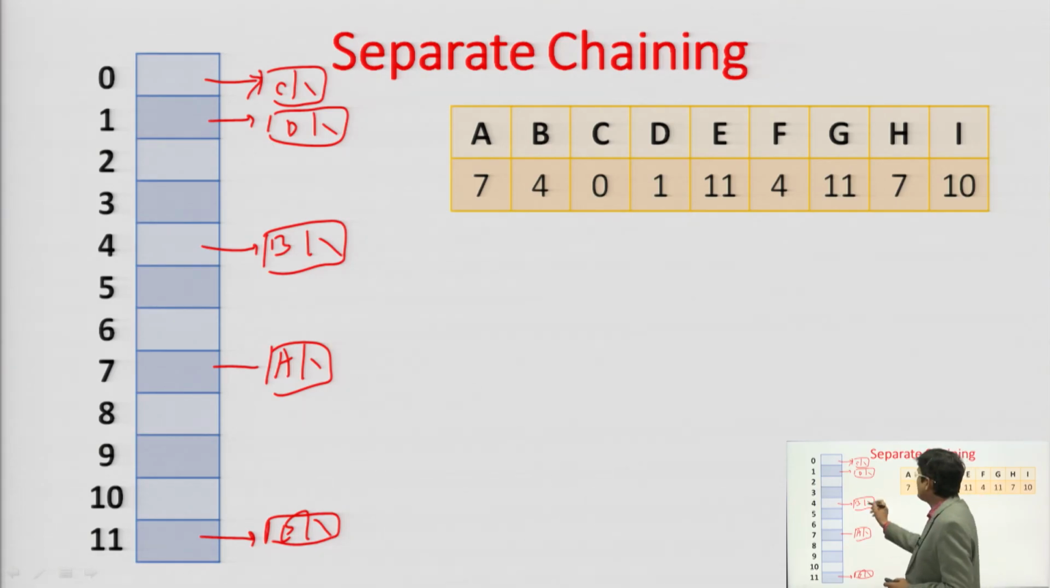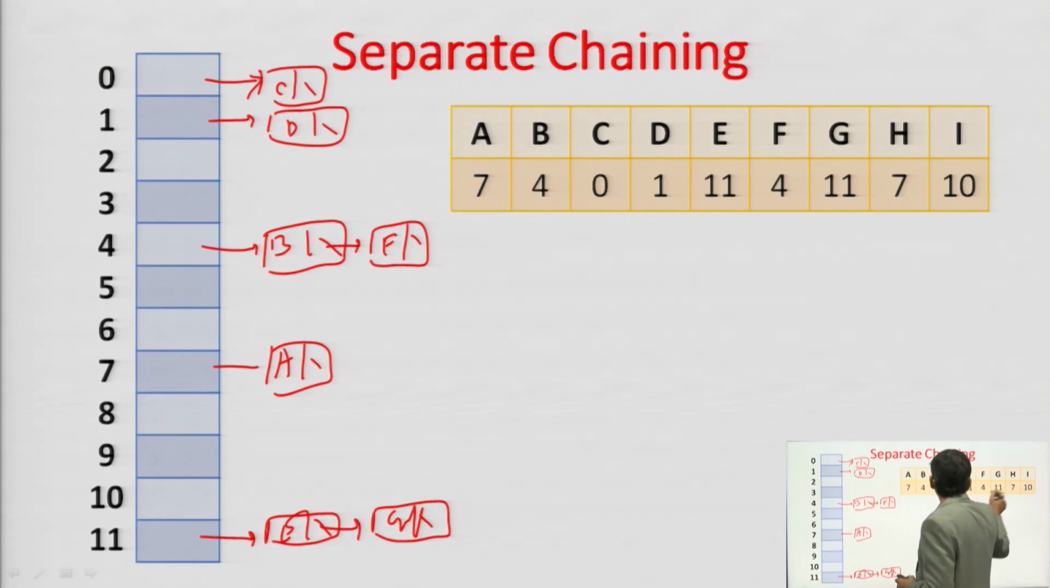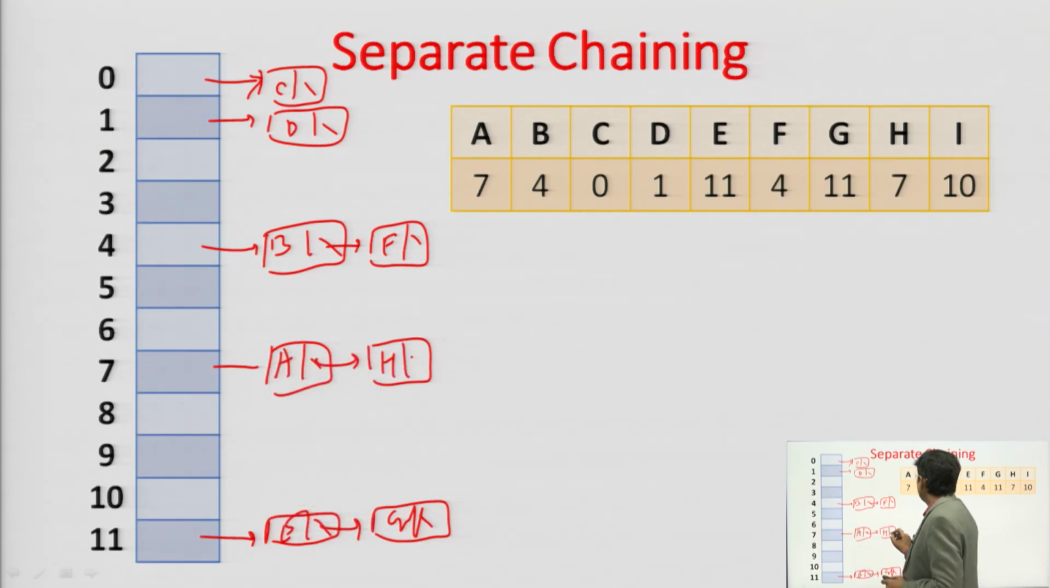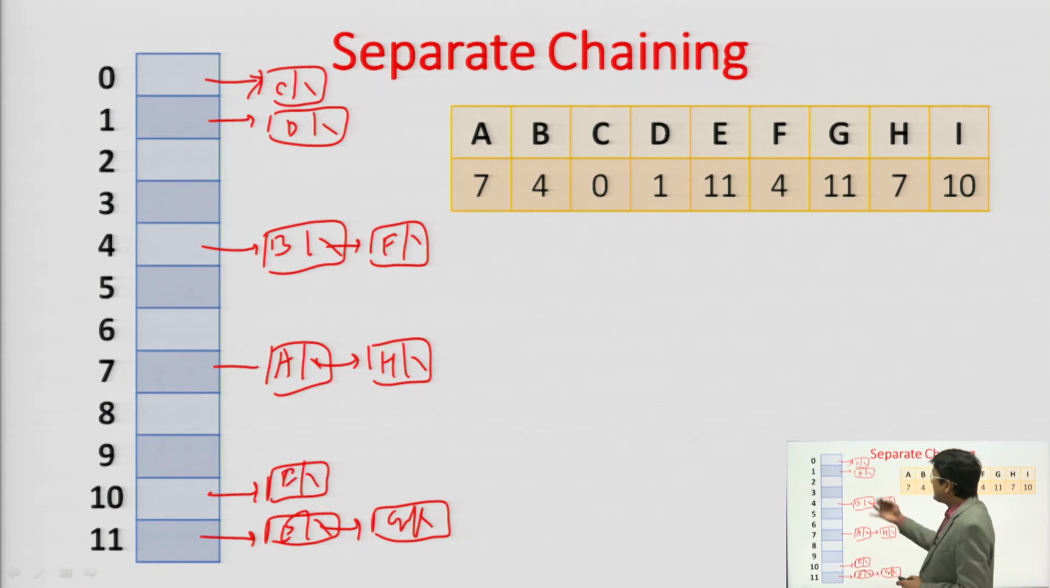F has 4 location, at 4 location we already have B, so insert after B. G has 11 location, store it here after E. Then H has 7 location, store it after this. I at 10 location, store it here. So, no item has disturbed the area of the other. So, we have stored the items like this. So, this method is the separate chaining mechanism.